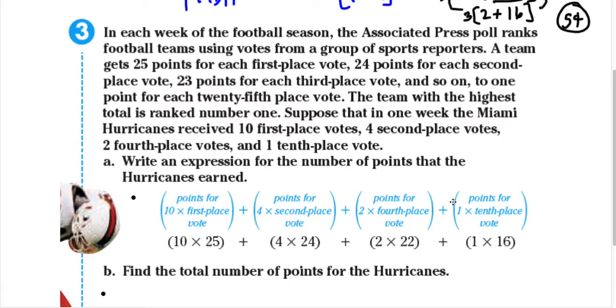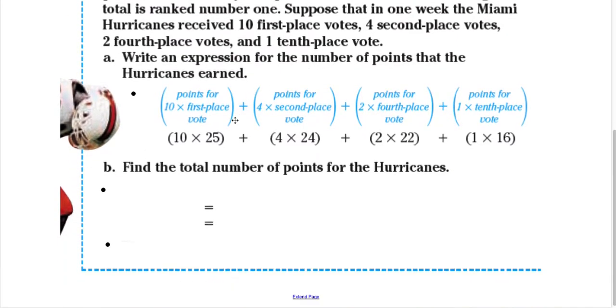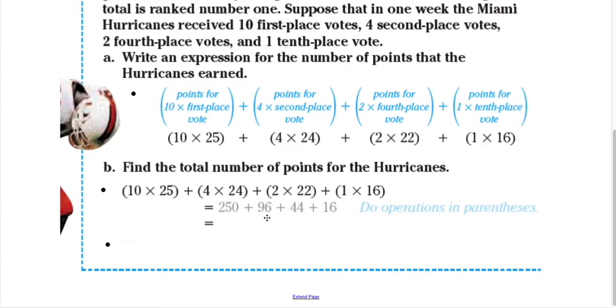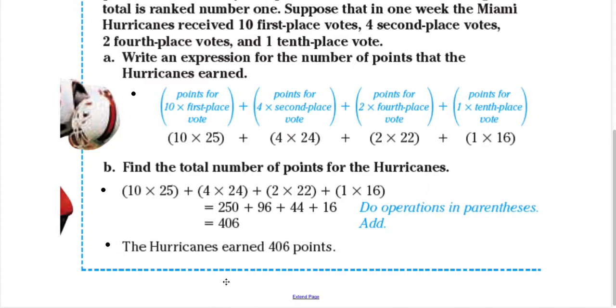So to find the total number of points that the Hurricanes got, we follow the order of operations. We do the grouping symbols first, which now becomes 10 times 25 plus 4 times 24 plus 2 times 22 plus 1 times 16. 10 times 25 is 250, 4 times 24 is 96, 2 times 22 is 44, 1 times 16 is 16. We do the operations in parentheses, and we simply go from left to right. 250 plus 96 plus 44 plus 16 will give us 406. So the Hurricanes earned 406 points.